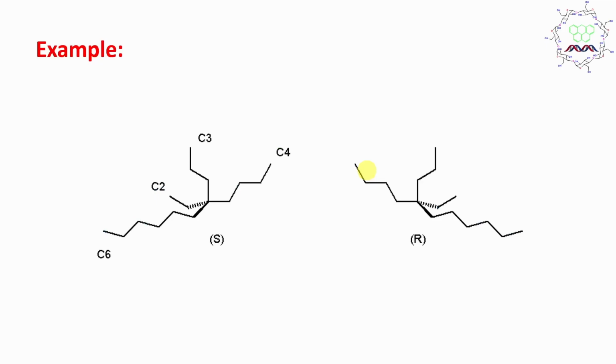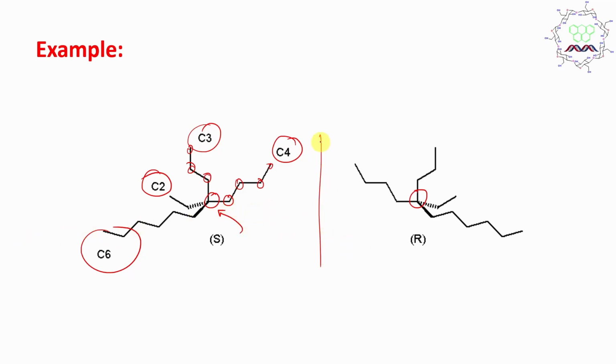So you can see one example. Look at this carbon center, which is actually chiral. One side is C4, I mean carbon 1, carbon 2, carbon 3, 4, in this case 3. So C3 is attached, C4 attached, C2 attached and C6 attached. This is the S isomer and its mirror image is the R one. Both are chiral compounds and the relationship between this structure and this structure is that of enantiomers.